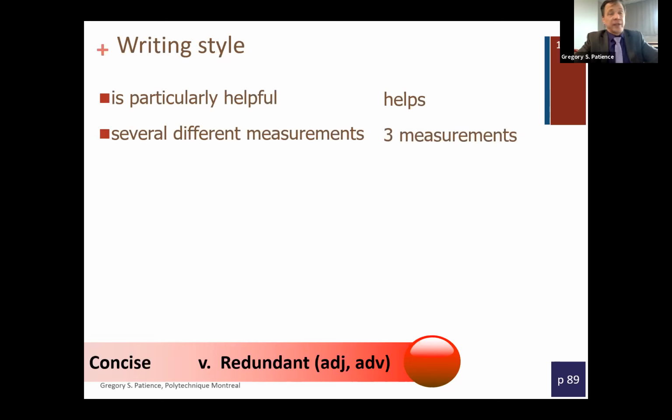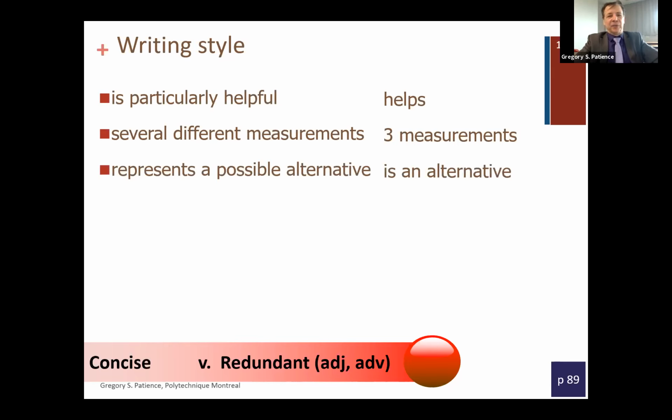and use quantitative language, and avoid words. I'm giving you another one. Avoid use, avoid different. Represents a possible alternative. Again, we can make that easy. Say is an alternative. How about this one? How would we change very unique? Well, can anything be more than unique? If you are unique, you can't be very unique.